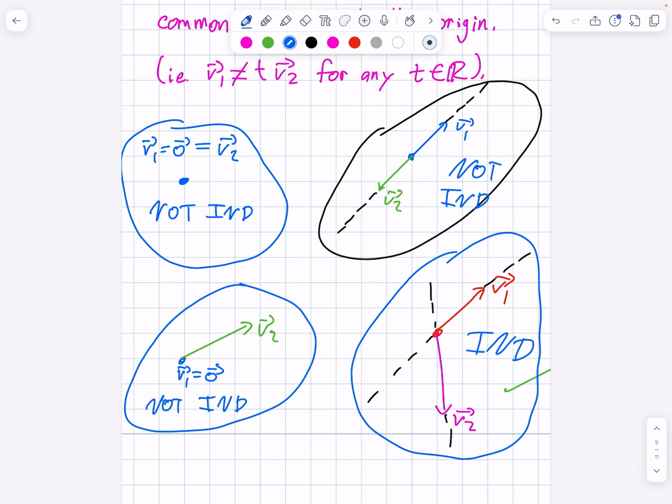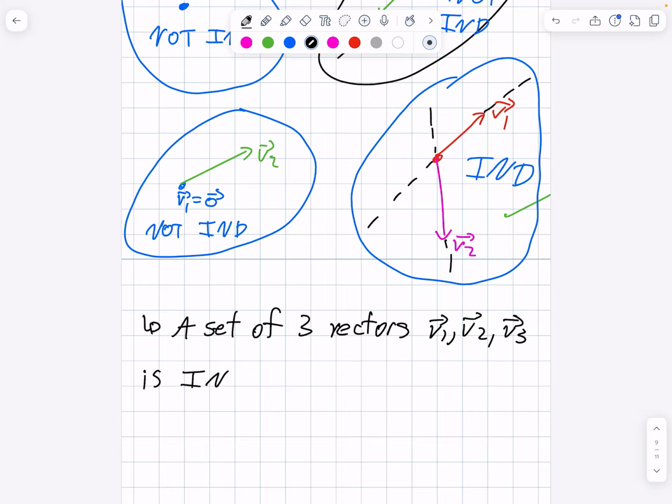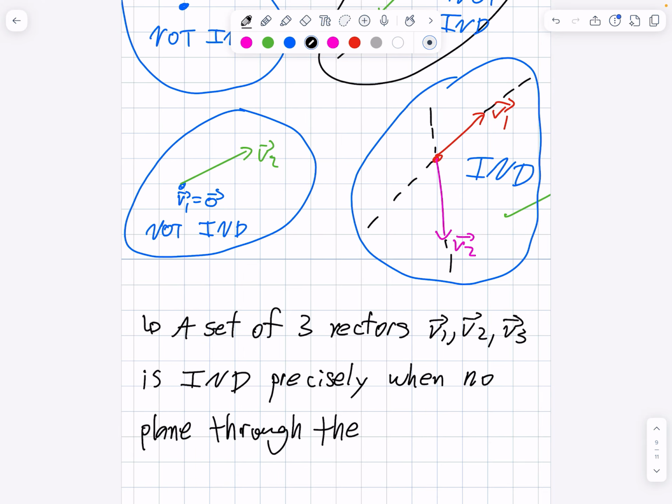Let's just take a quick look at the case when we have three vectors. A set of three vectors, v1, v2, v3, is independent precisely when no plane through the origin contains all three.